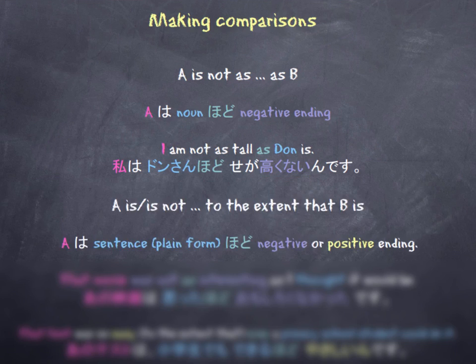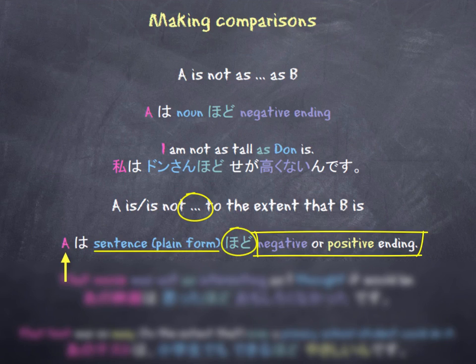Now, if we wish to say A is or is not something to the extent that B is, we'll simply put A first, so whoever the subject is first, followed by the particle wa. Then we're going to put our sentence in plain form and we're going to insert hodo, and then we'll have either a negative or positive ending.